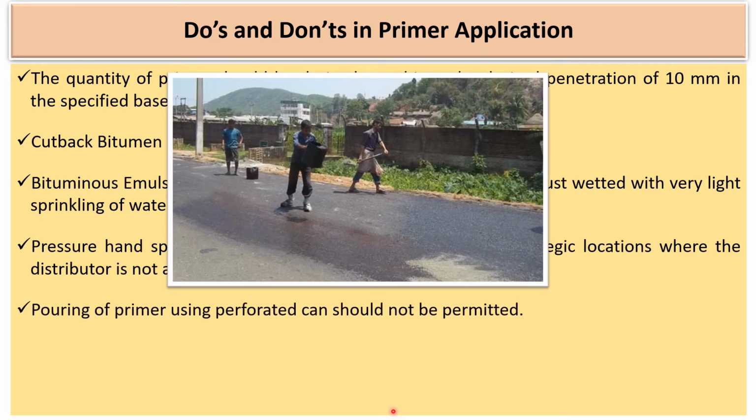The use of perforated can with manual application of primer coat over WBM or WMM type of course is strictly prohibited for a new construction. This is a picture where the workers are applying prime coat by using perforated can over the granular base course. This type of application should be avoided as far as new construction is concerned.